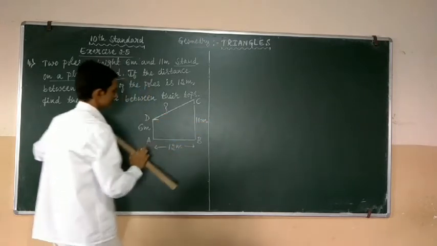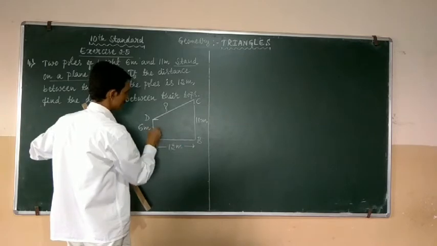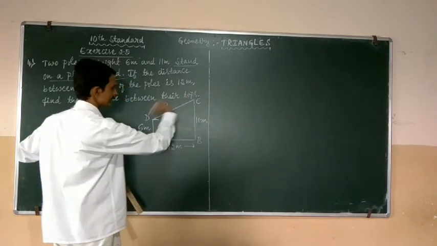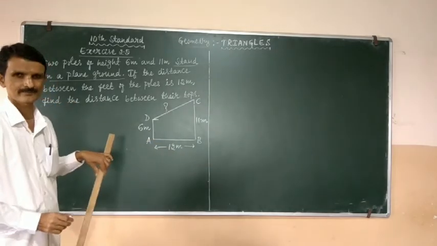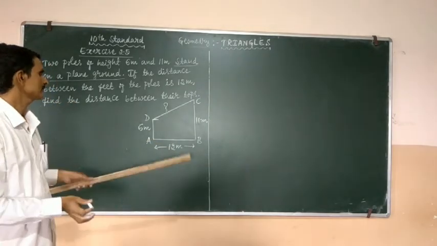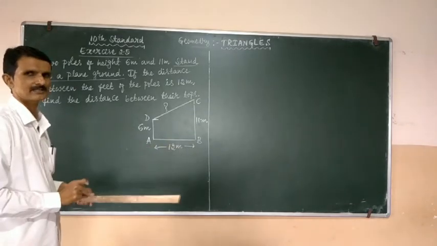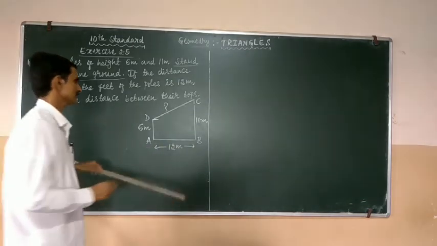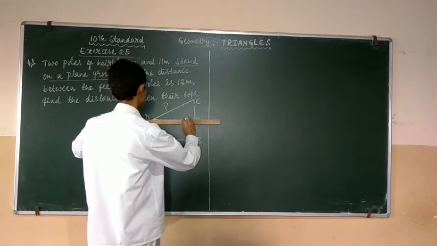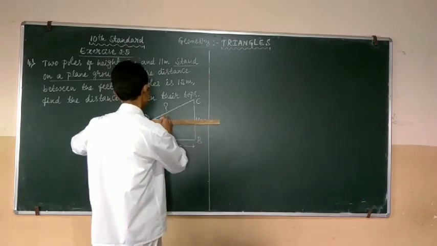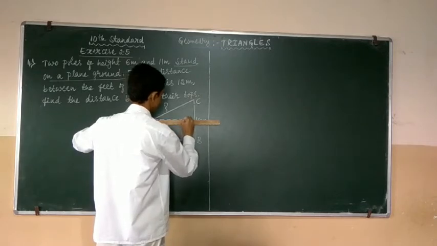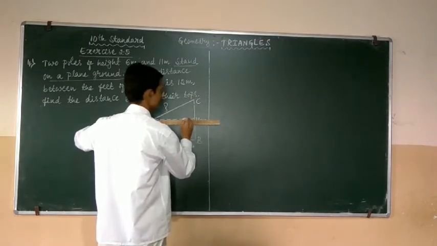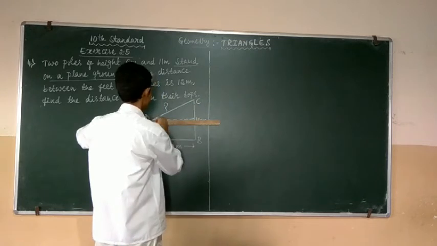So here, if you observe this, it is a 4-sided plane figure. It is a quadrilateral. But we need a right angle triangle to simplify this problem. Therefore, we have to draw the perpendicular from the vertex D to the side BC.